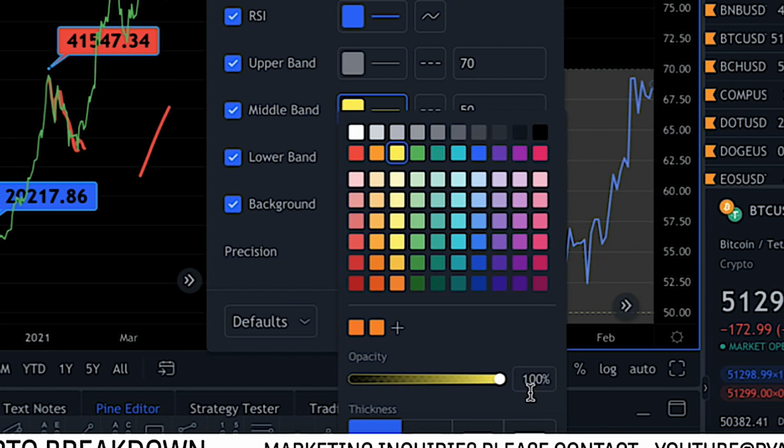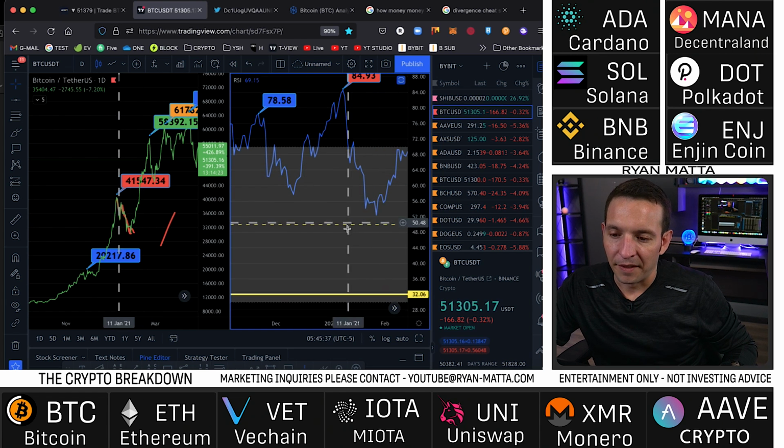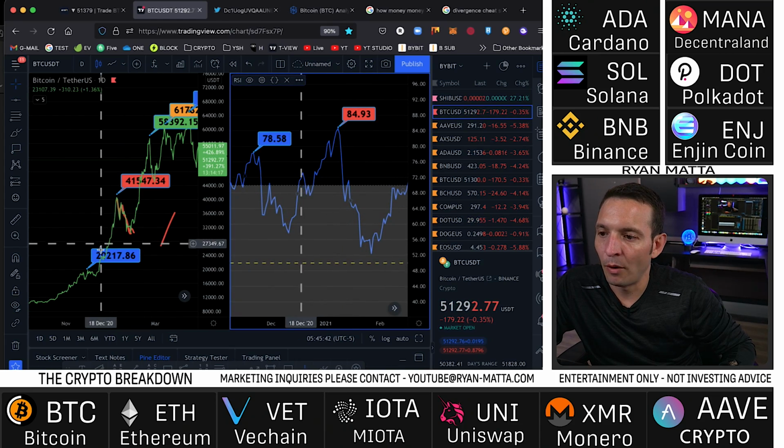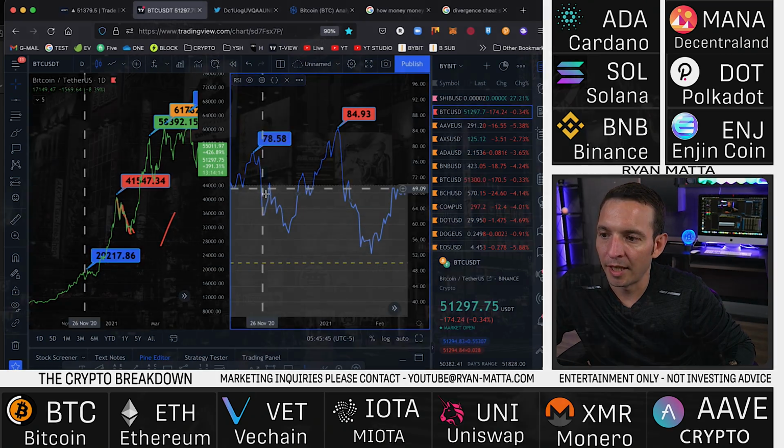What I like to do is turn this yellow, and I like to turn it up a little bit bigger. So now I can see the 50 level clear as day on my chart. I can see RSI very easy. And now I can start to see the difference between bullish and bearish divergence.